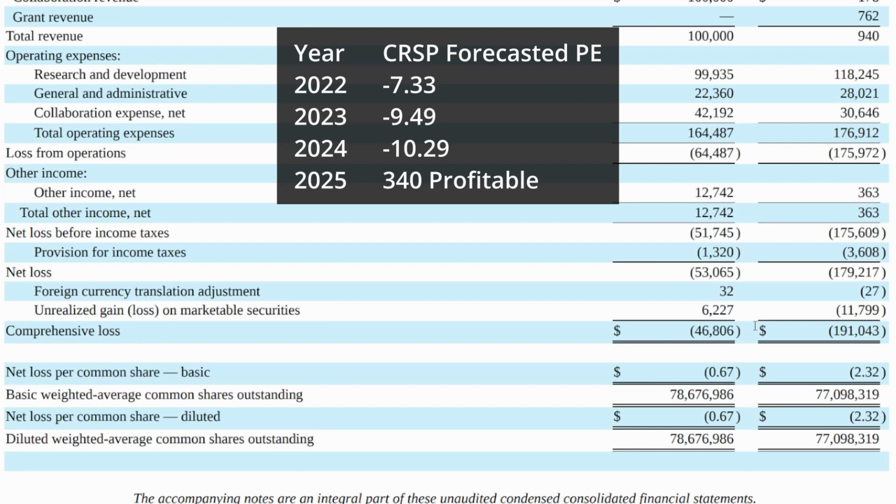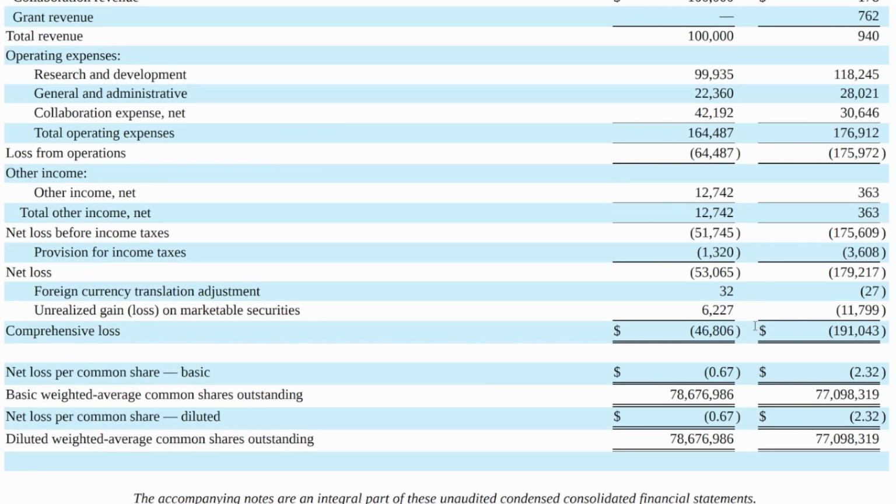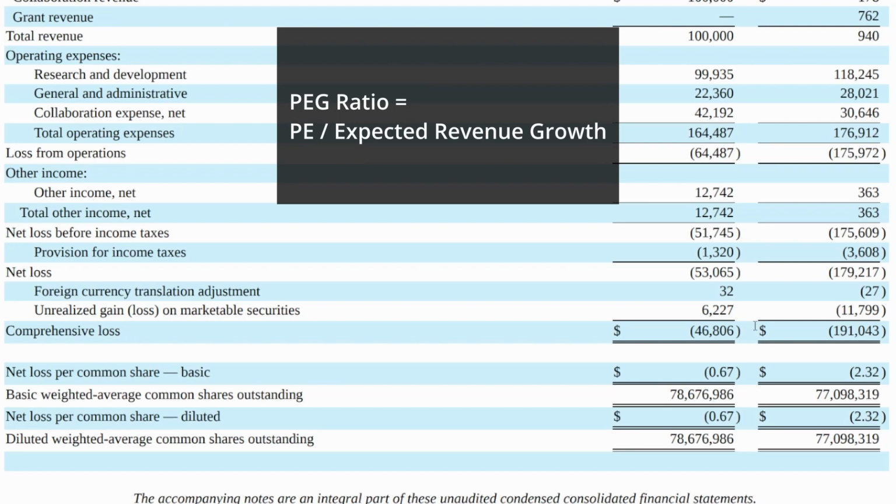Now, if we were to do a little bit of PE ratio projection over here, how that works is we take the current price to earnings and we divide it by the expected growth. In this case, we don't really have earnings in 2023, but if we were to project into 2025 and take that 340.22 expected PE, forecasted PE, and take the current 3-month revenue growth rate of 70%.